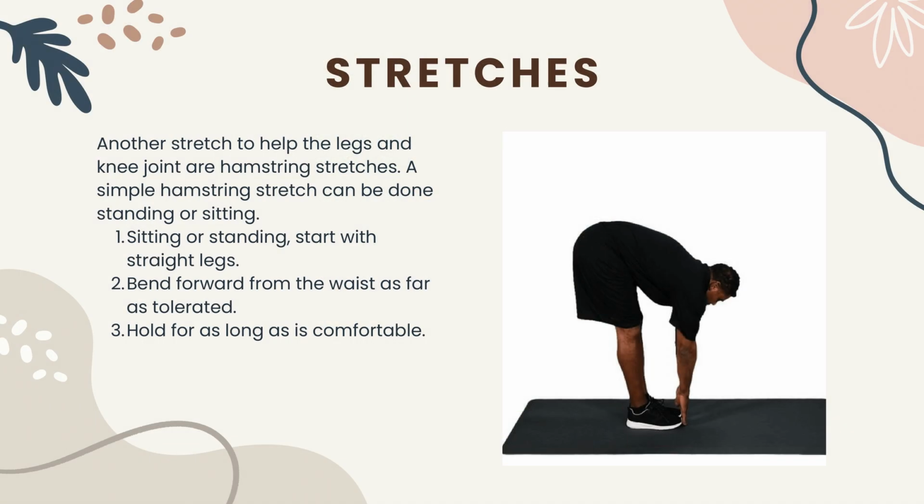Another thing that you can do is a forward stretch, a forward fold. This is going to allow you to stretch your hamstrings. These are the back parts of your leg, and they are stretched as you bend over and straighten out the back of the leg.